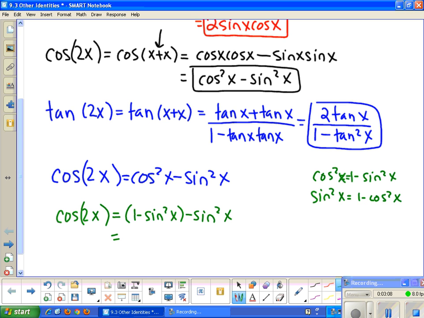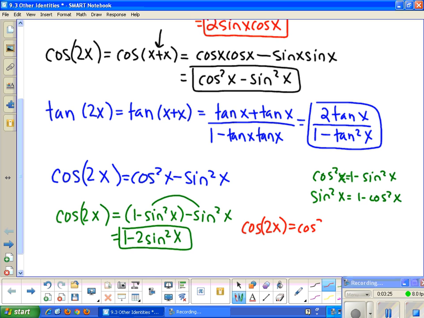And if I reduce this, I can combine these two because those are like terms. So 1 minus 2 sine squared x. This would be another form for my cosine double angle. And then one last form for your cosine double angle would be, instead of replacing cosine squared with 1 minus sine squared, we're going to replace sine squared with 1 minus cosine squared x.